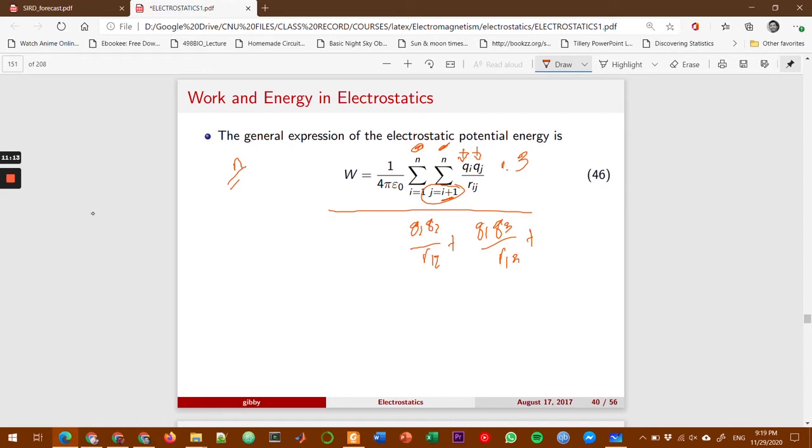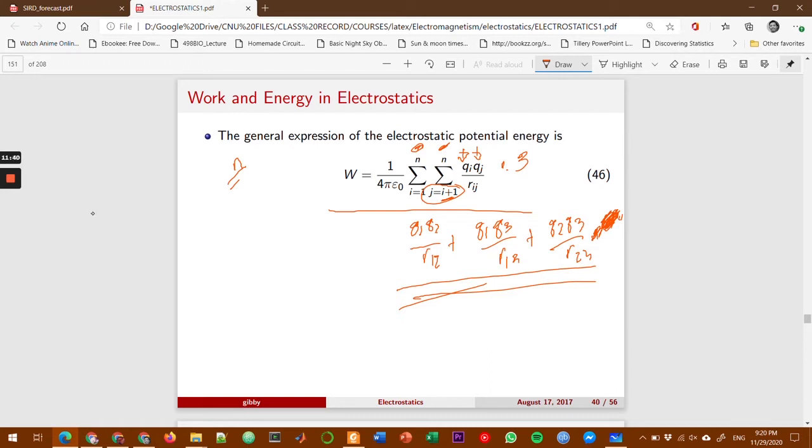Next nga iteration is sa q1, so q2 na ang punta. q2 then, since ang j is i plus 1, so this is q3 over r23. Kung mag-plus pa, pwede ta mag q3. But since q3, wala man tayo q4, right? So wala na. So actually, diha na siya mag-end. Tulo lang gyud siya pwede.